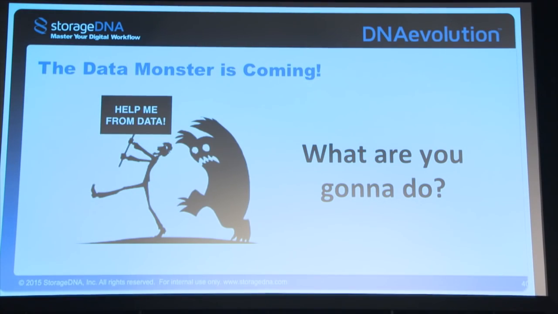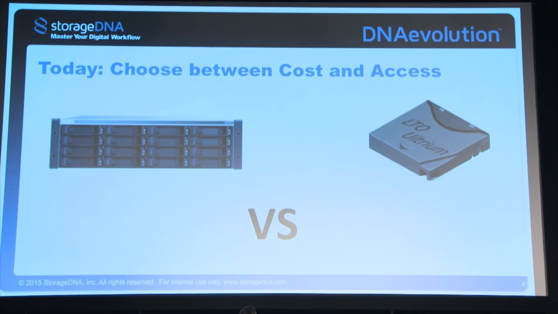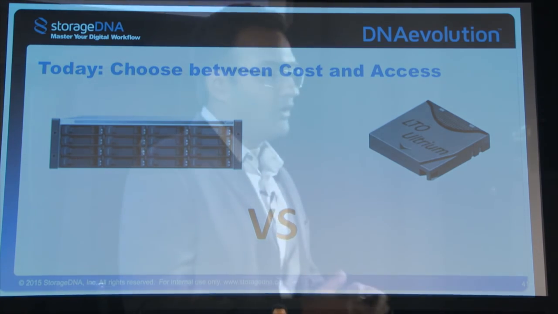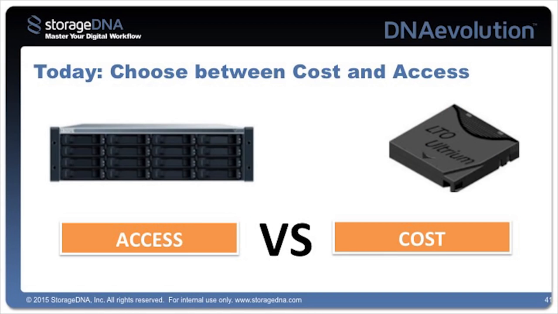So just for some concluding thoughts, right? We all know the data monster is coming. And the key question is, what are we going to do with this content that's coming in? Today, all of us have an option between access and cost. Either keep this stuff on nearline storage, keep it on object storage, keep it on my NAS, keep it on my primary storage, and I have access to it. But when I put it on LTO, yes, I've saved on space, I've saved on cost, but I've given up access.